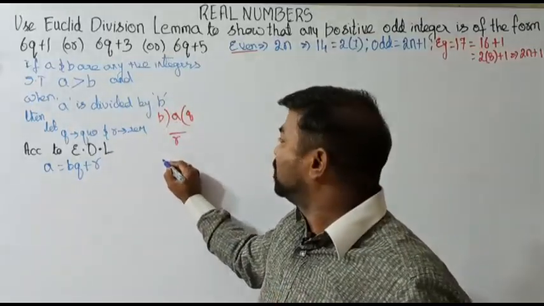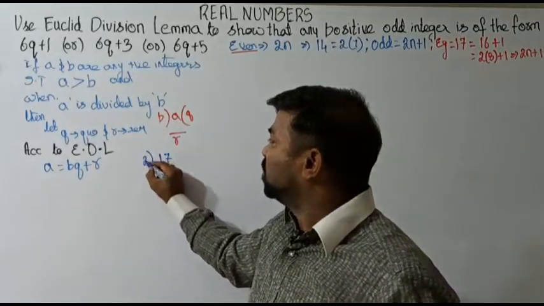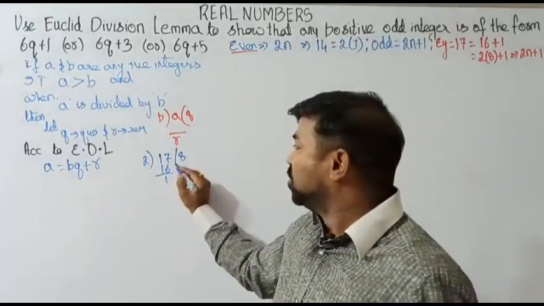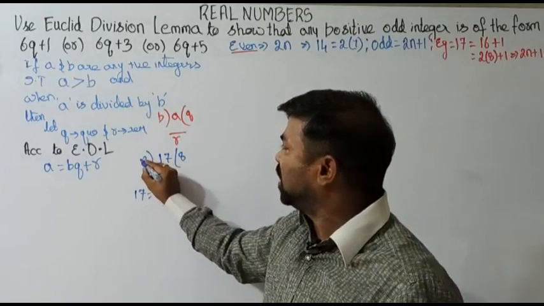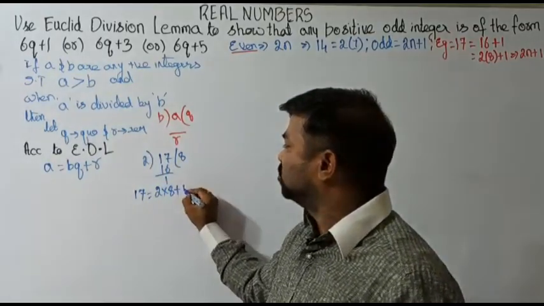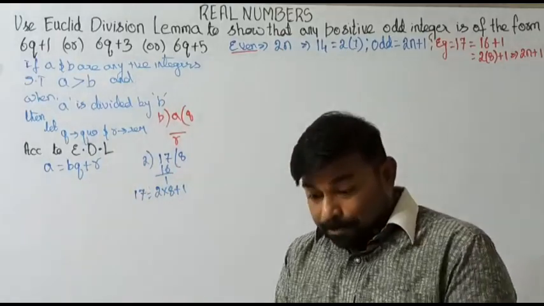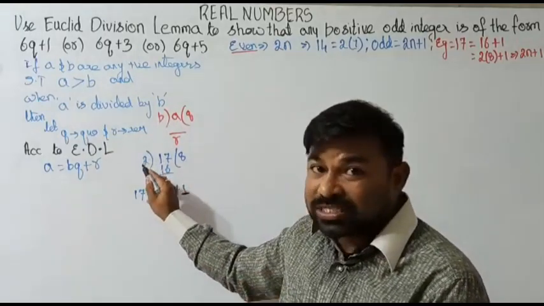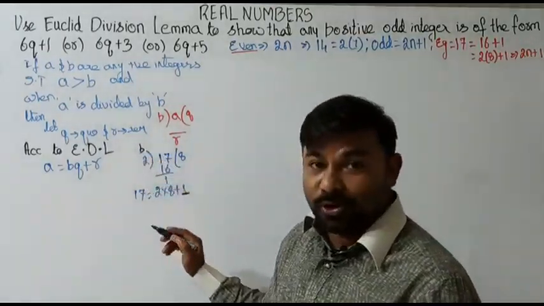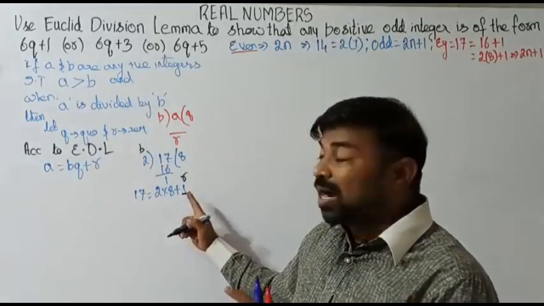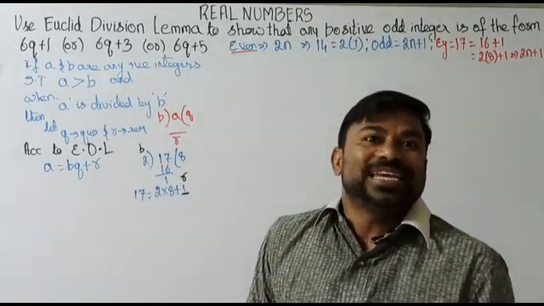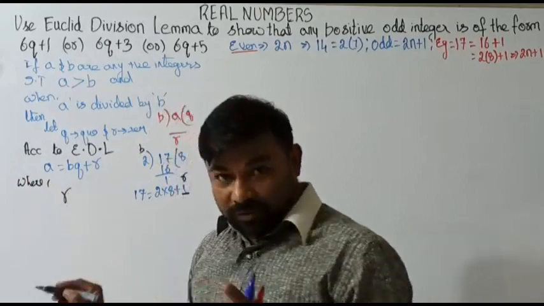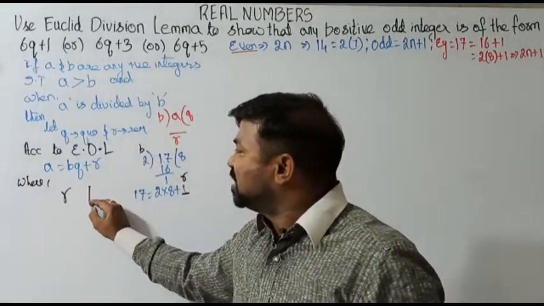If you want, I can show you with an example. 17 divided by 2: 2 eights are 16, remainder is 1. So 17 can be written as 2 into 8 plus 1. This is what Mr. Euclid has done, but he has given a condition. Is the remainder 1 less than the divisor 2? Obviously, that is the rule: the remainder we get should always be less than b.